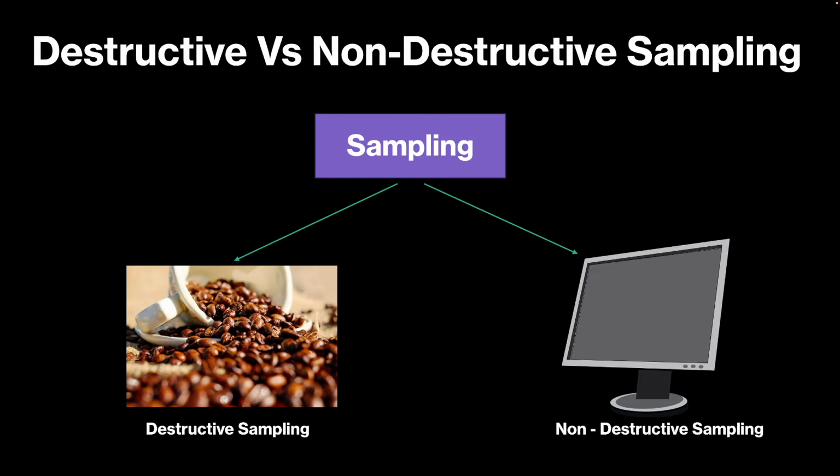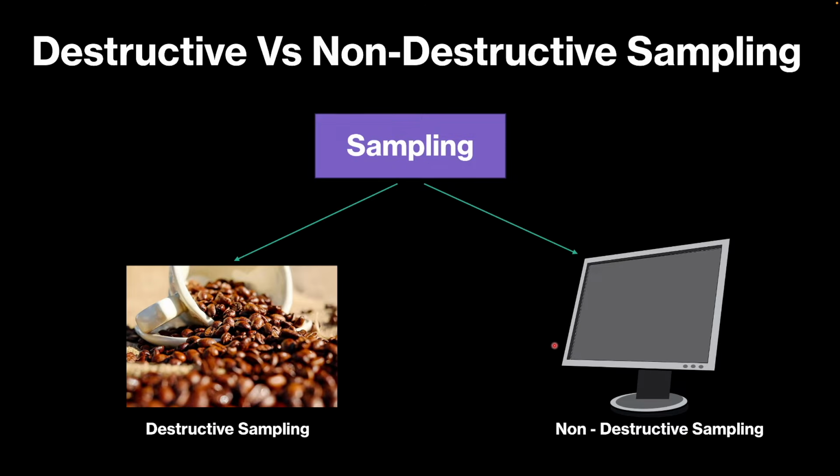As you can see on the screen, you have two kinds of items. One is the coffee beans and another one is a monitor. Let's say that you receive coffee beans in your warehouse. Now to perform testing on that, you will draw some sample. Now the testing process for this coffee bean will be such that the sample that you draw will be destroyed while doing the testing process. You will use that sample of the coffee bean that you have drawn and you will perform the quality test. During that test, those coffee beans will get destroyed or those coffee beans will no longer be usable. So this kind of sampling is called destructive sampling.